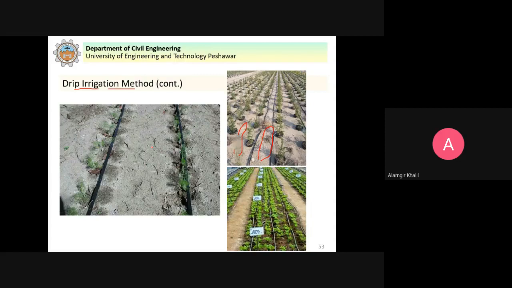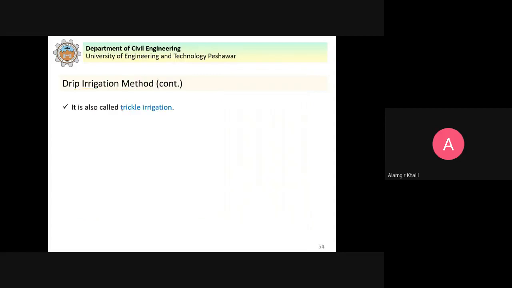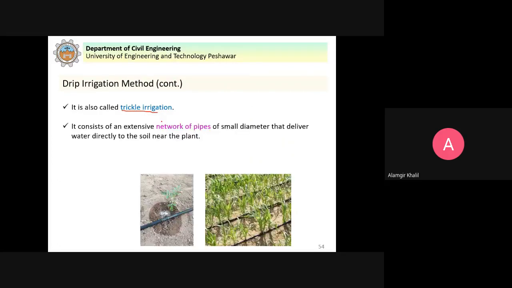So this is the drip irrigation method. It is also known as trickle irrigation. It consists of an extensive network of pipes of small diameter that deliver water directly to the soil near the plant. You can see here that it consists of a network of pipes of small diameter that deliver water directly to the soil near the plant.